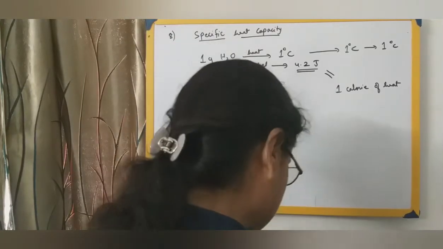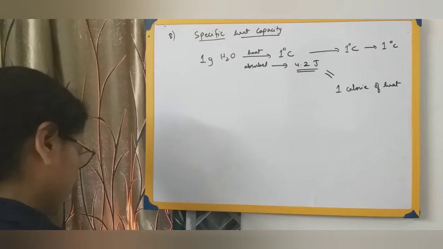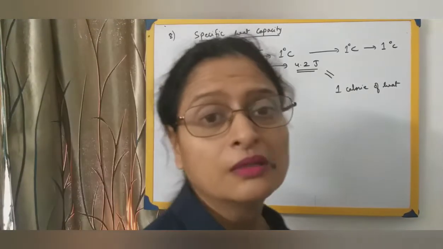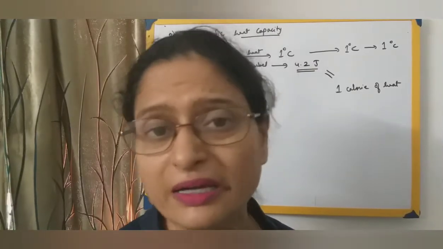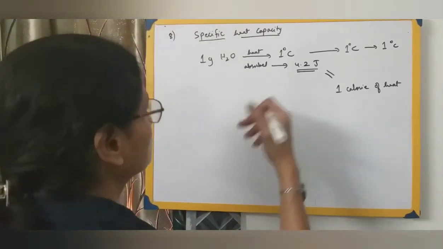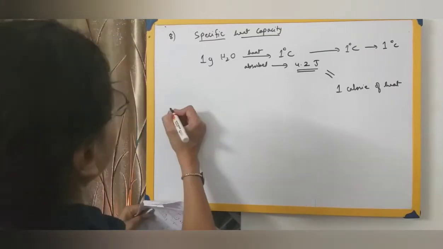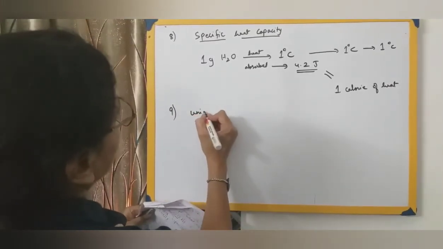It is for this reason that water is used in motor car radiators or on any utensil or hot surface. We put water, and they absorb such a large amount of heat, and hence the surface cools down. The next point is that water acts as a universal solvent.